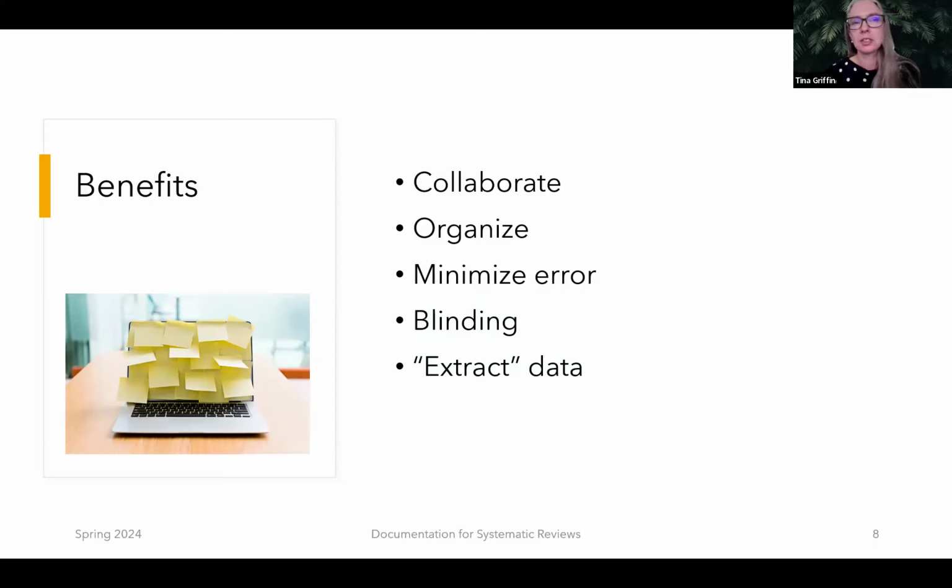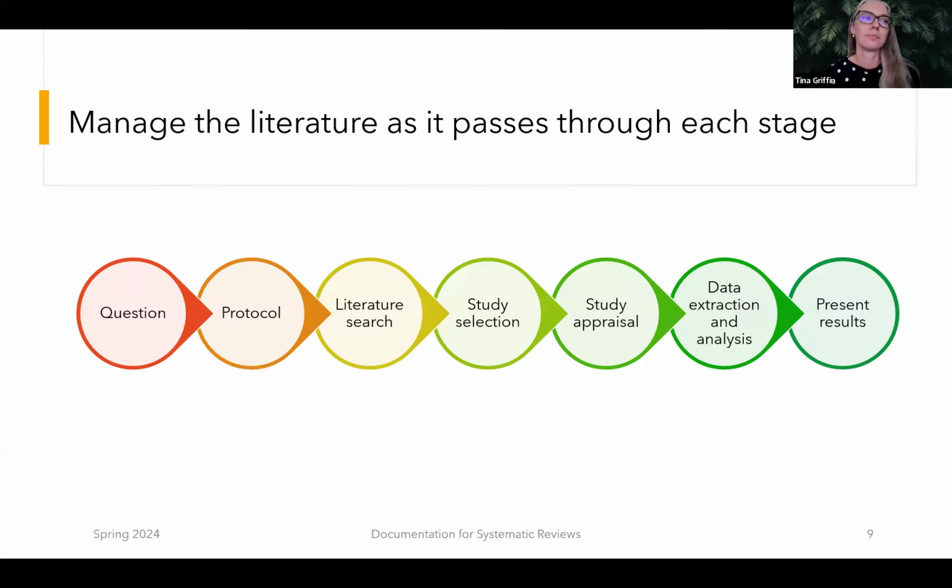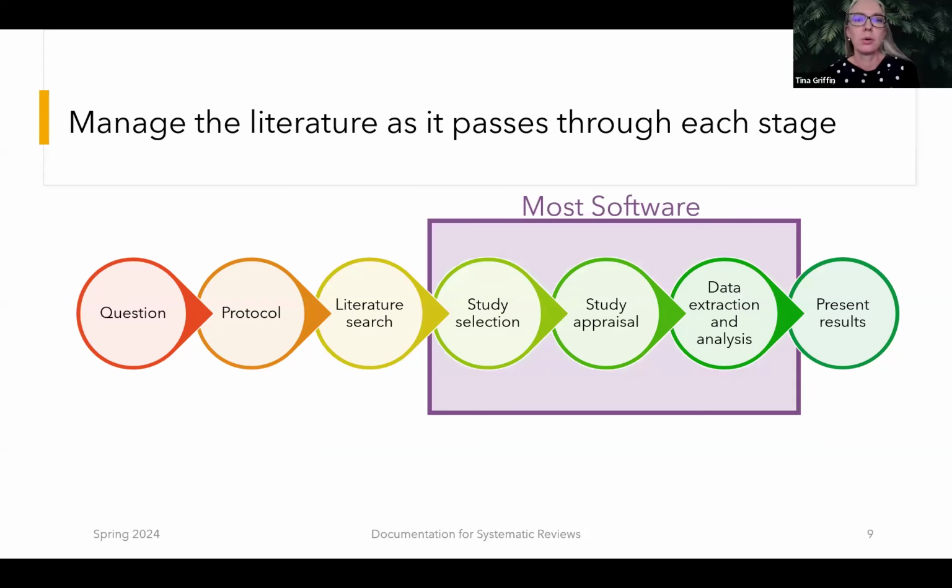I didn't specifically make a slide for this, but there are some drawbacks to this. One of which is that most software only covers these 3 stages. It will help you through the study selection part, the study appraisal, and the data extraction and analysis, which are the heavy lifting parts of these. But they can't always help you with the literature search.